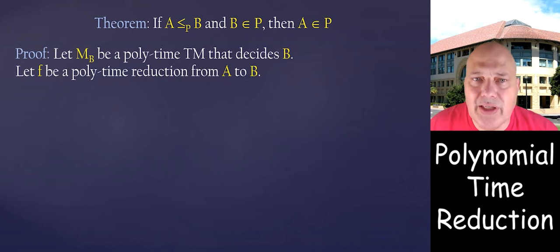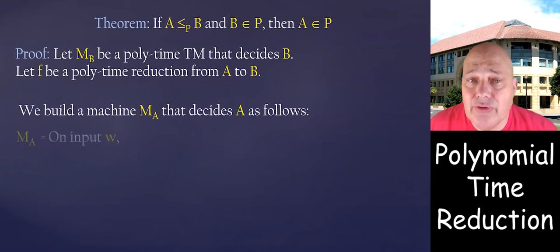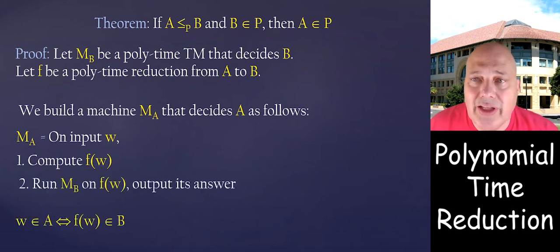So let M_B be a polynomial time Turing machine that decides B. Let f be a polynomial time reduction from A to B. We build a machine M_A that decides A as follows. On input w, you first compute f of w, which is polynomial time. And then you run M_B on f of w, which is again polynomial time. And you output the answer. And the answer is correct because f of w is in B if and only if w is in A.